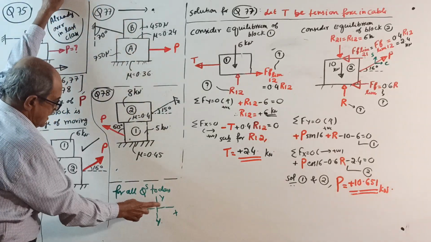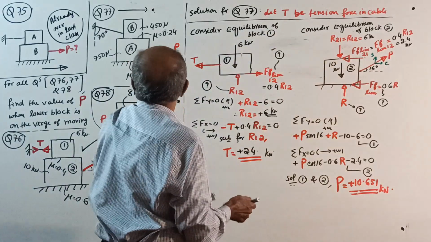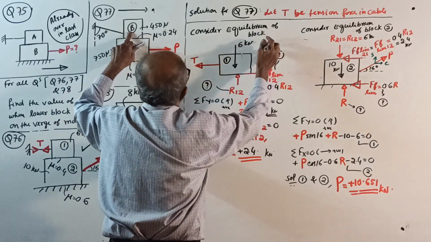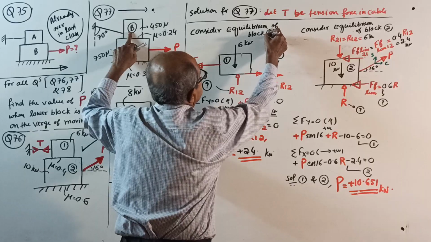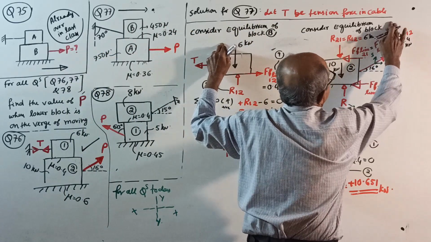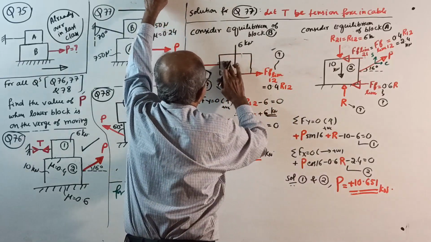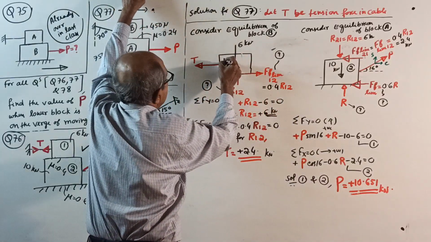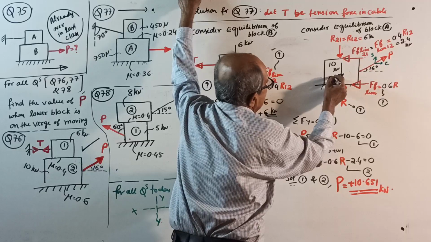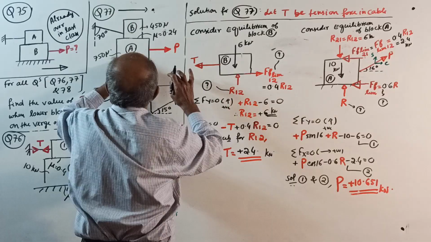As usual, x, x, y, y the same. Let T be the tension in the cable, you write. Now, consider first the equilibrium of which one? The upper block. Don't call it A, it is block B. Upper block, always the upper block first. Once you finish that one, then the lower block, block A. Okay, then now I have to name it: upper block B, lower block A.